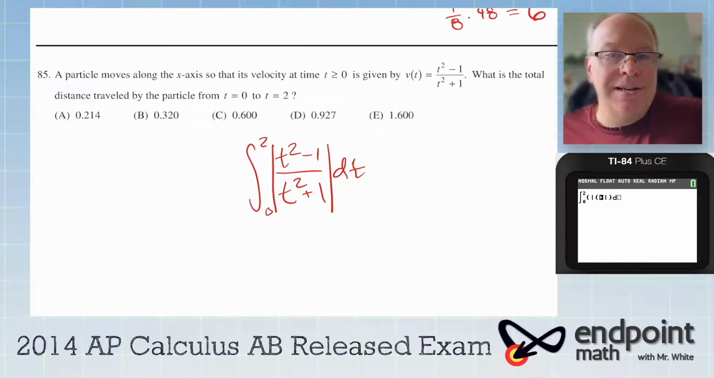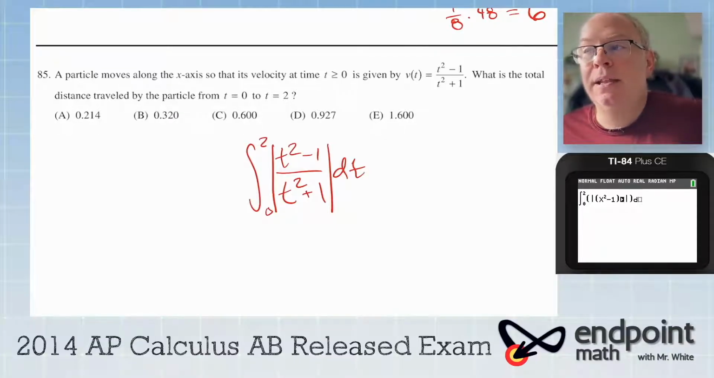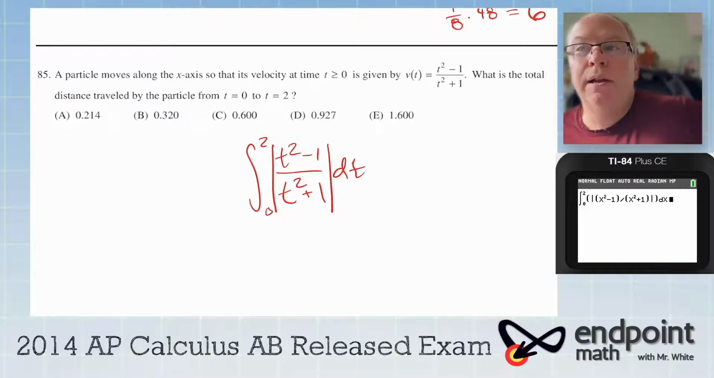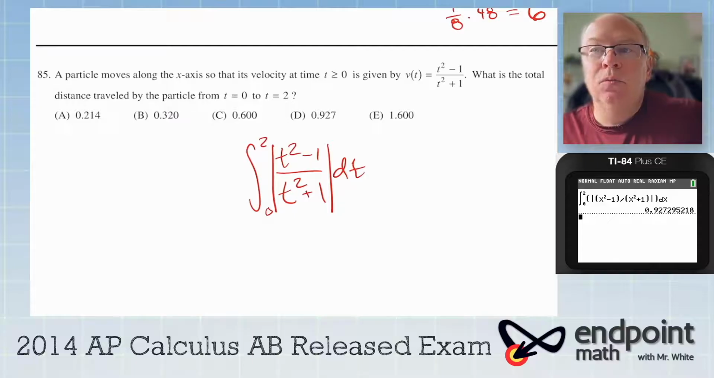So I do have to put the top inside parentheses. Oops, and it didn't work, did it? Yeah, it did. Okay. X squared minus 1. Now I'm going to close my parentheses and divide by, I have to open another parenthesis, x squared plus 1. I close my parenthesis. I change this to a dx problem. And I think I'm ready to hit go on this.